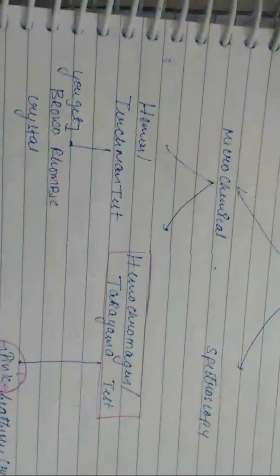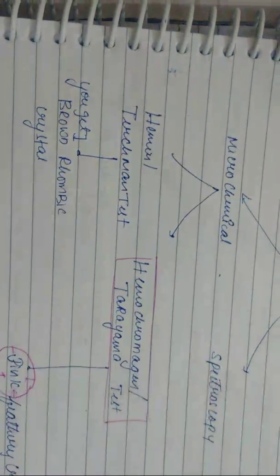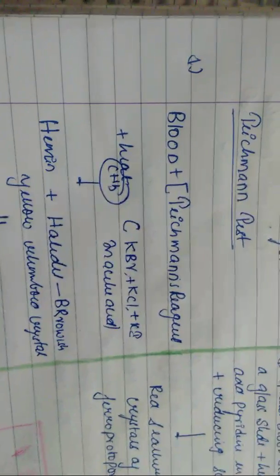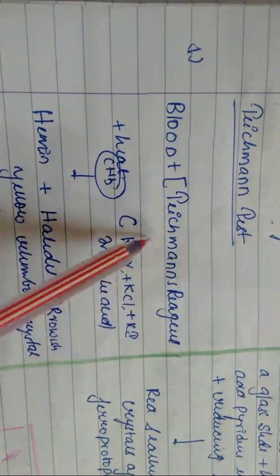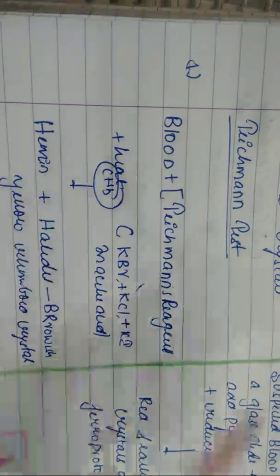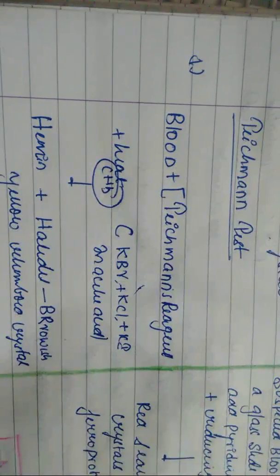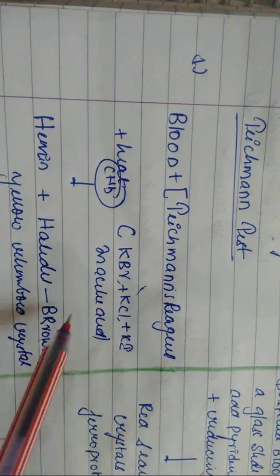So what do you get actually? It is written that you get brown rhomboid crystals. So what is it trying to tell? Let us know the concept of this Teichmann test. You have a reagent known as Teichmann reagent. What does that reagent contain? It contains potassium bromide, potassium chloride, and potassium iodide in acetic acid.